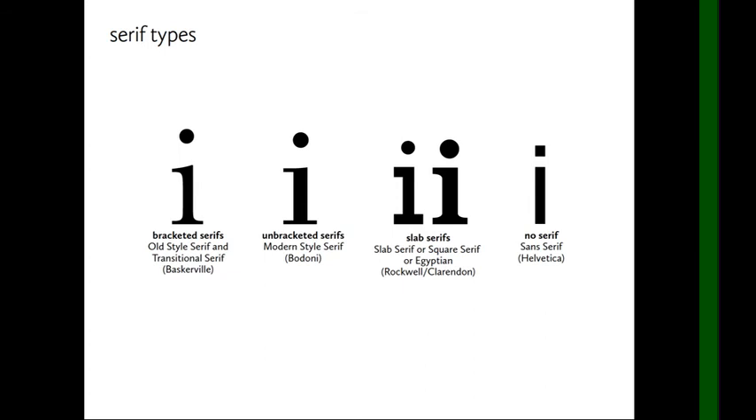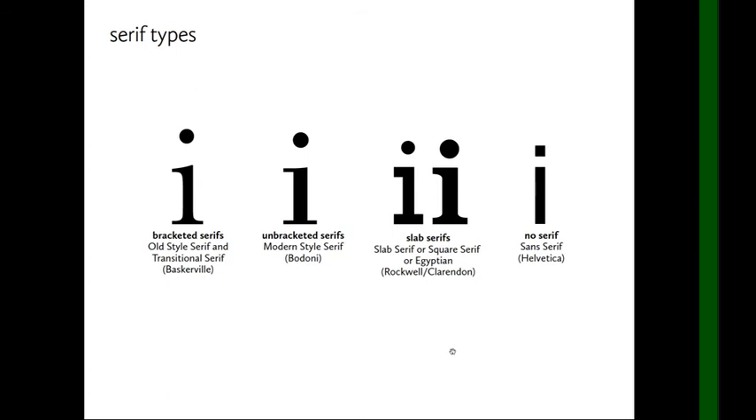But there's a third type of serif I want to talk about, and that's our slab serif. Now you'll notice I gave you two examples for the slab serif. I gave you Rockwell and Clarendon. So there, Rockwell is an unbracketed slab serif. That's this guy, and Clarendon is a bracketed slab serif.